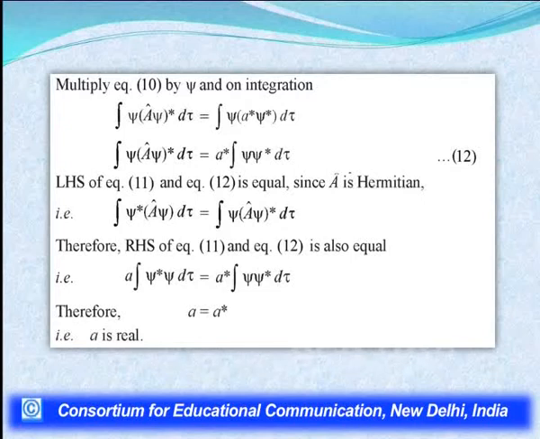So from 9 I have got 11, from 10 I have got 12, and the left hand sides of equations 11 and 12 are the same, because we are considering that operator A is Hermitian, so obviously the left hand side will remain the same. Because the left hand side is the same, the right hand side would also be the same. So by putting the right hand sides of equations 11 and 12 equal, the integrals get cancelled and we are left with A equals A star, and this shows that A is real.